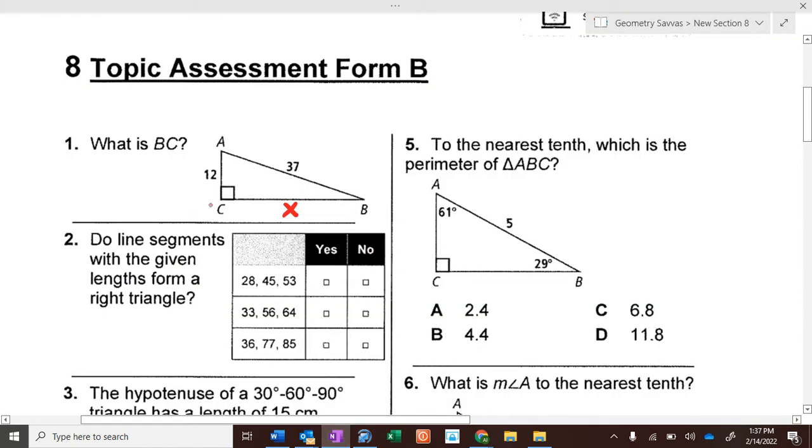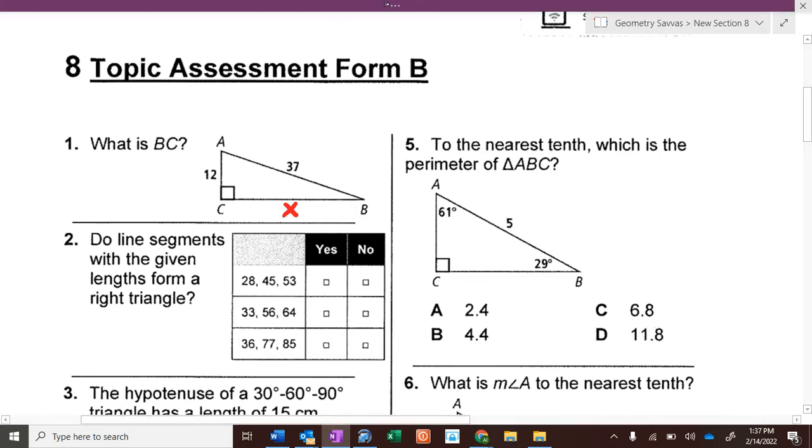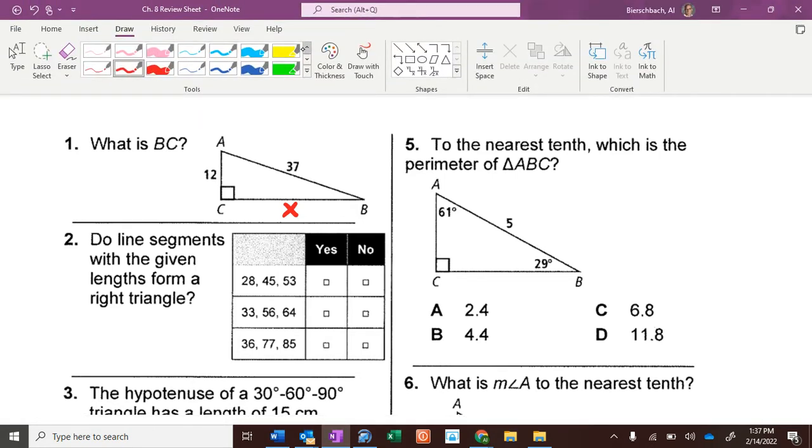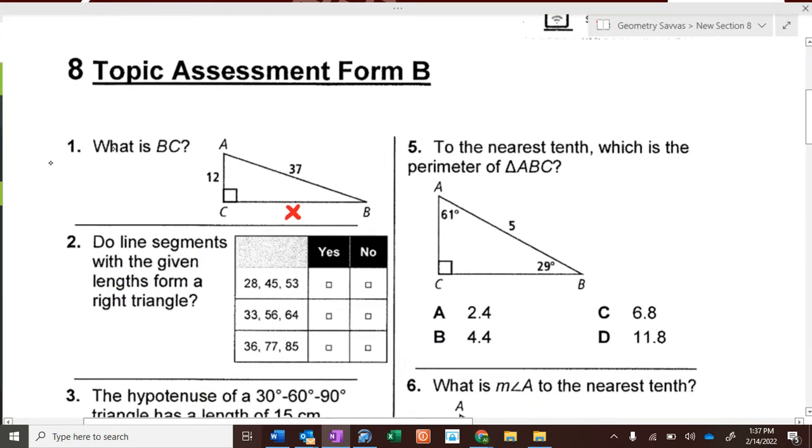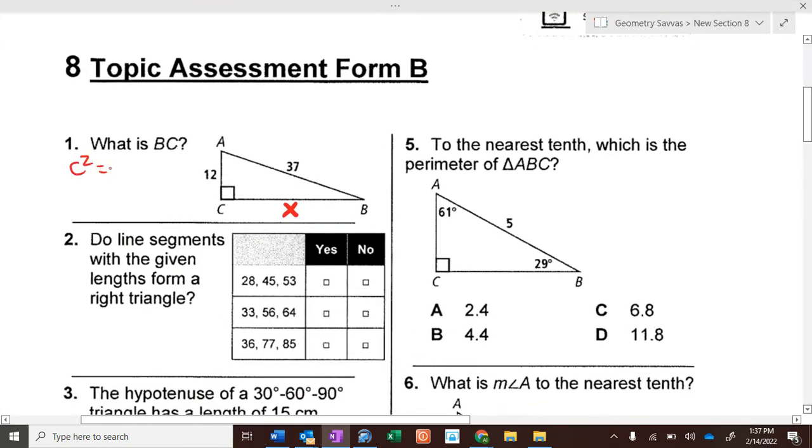All right, so if we make that x, and I'll go to a little bit smaller marker here. There we go. So if we know two sides of a right triangle, to find the third, we do the Pythagorean Theorem. So c squared equals a squared plus b squared. So 37 squared compared to a squared, or x squared plus 12 squared.